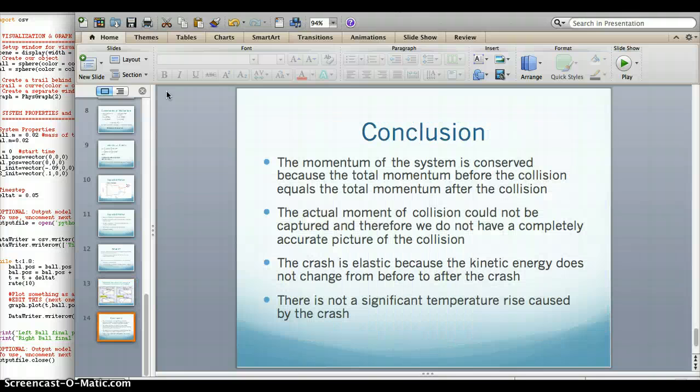In conclusion, the momentum of the system is conserved because the total momentum before the collision is equal to the total momentum after. Also, the actual moment of collision was not captured, and thus we cannot completely comment on an accurate picture of the collision. Next, the crash is elastic because the kinetic energy does not change from before to after the crash. And lastly, there is not a significant temperature rise caused by the crash.